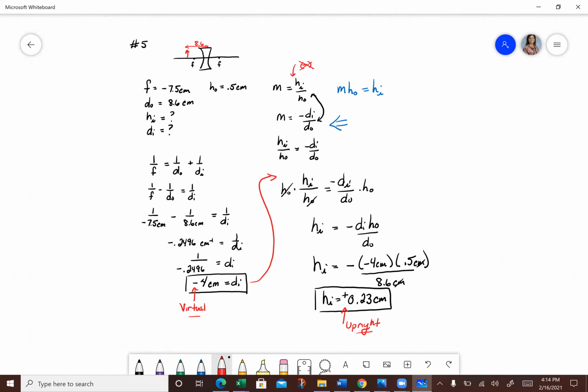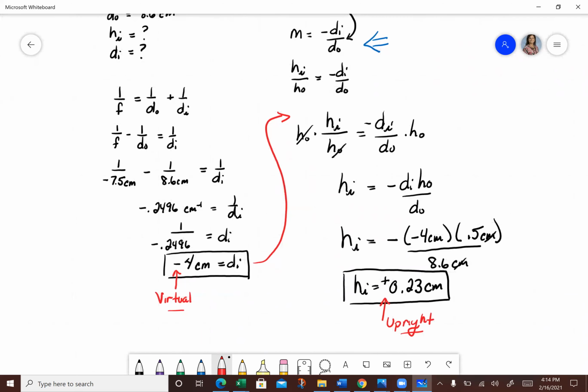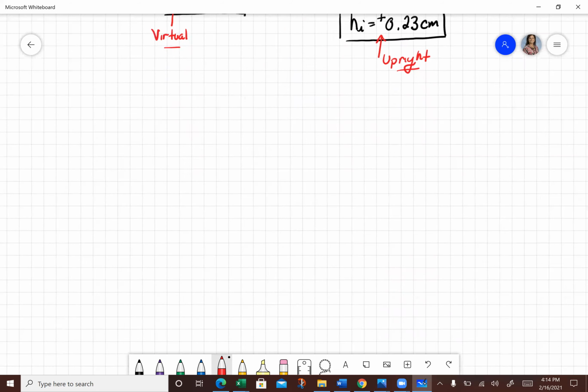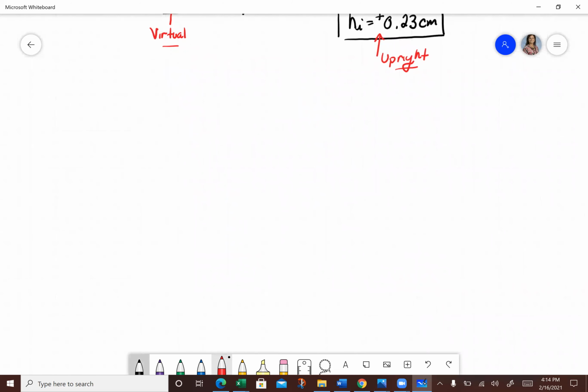All right, so that's number 5. Maybe take a screenshot of that and work through it again. If you had trouble with it, that's the best practice that you can do. I'll blow that back up to get to number 6. Let's take a look at number 6.